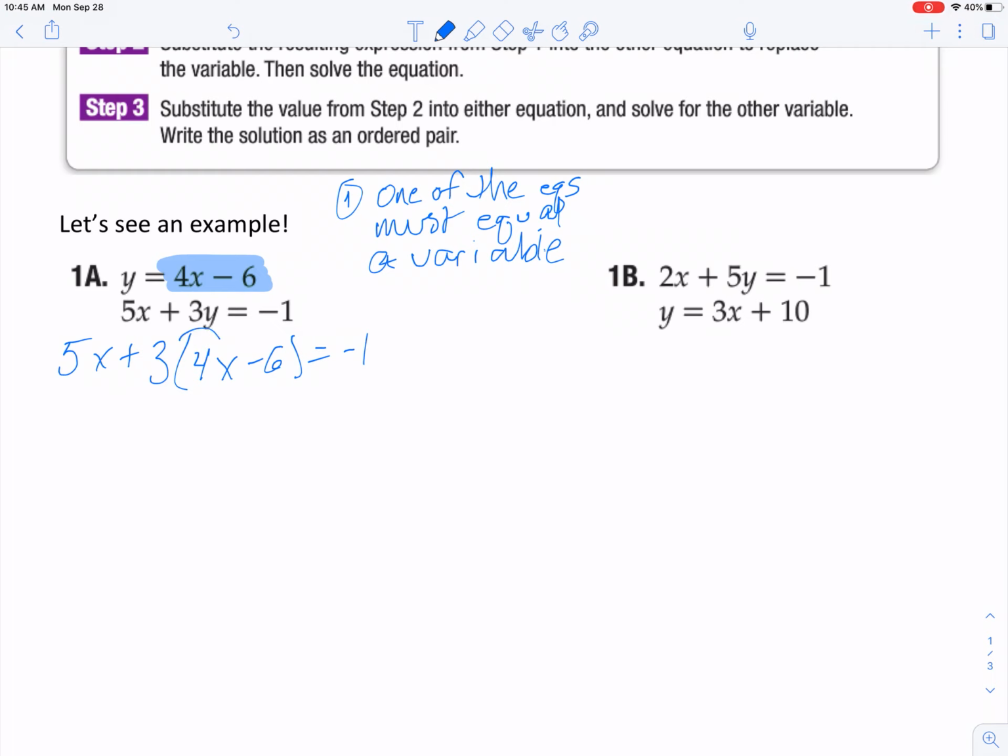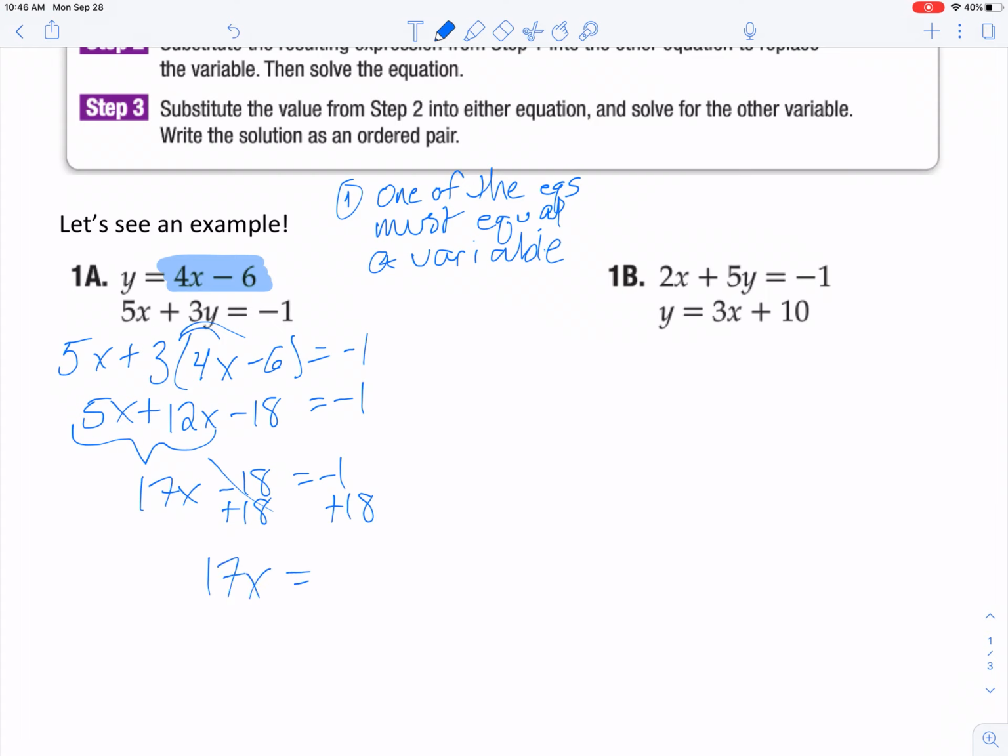Check it out. First I'll distribute. 3 times 4x is 12x, and 3 times negative 6 is negative 18. And if I combine like terms, they're on the same side of the equal sign, so I can just combine them to get 17x minus 18 equals negative 1. I think I'll add 18 to both sides. That way I have just 17x left over on one side. And it looks like a 17 on the other. 17 divided by 17 is 1.